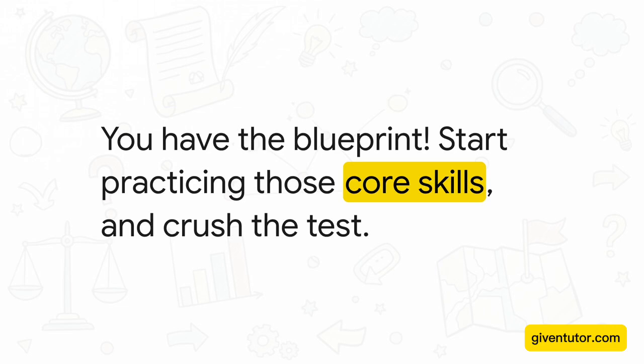So, there you have it. You have the blueprint. You know the exact scope of the test, you know the core interpretation skills you need to focus on, and you know the powerful technique of breaking down those questions and showing your work. The only question left is, are you ready to go from 0 to 200? Get out there, start practicing those chart and map skills, and totally crush the GED Social Studies test.